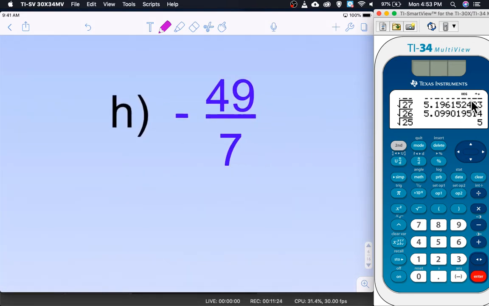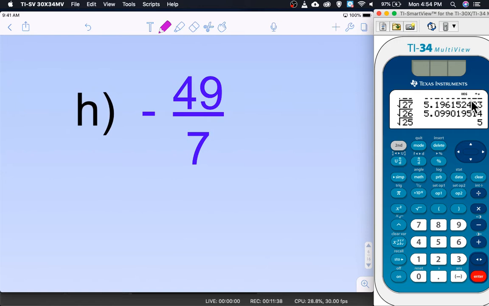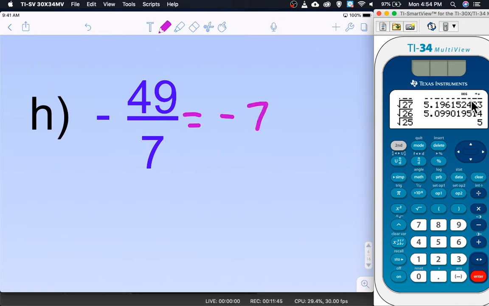All right, one for me, one for you. Go ahead and try negative 49 over 7. Is that a rational number? And yes, it is. Because, first off, it's already a fraction. 49 over 7, that's a fraction. That fraction could be simplified down to just negative 7, which is an integer, which is rational. So for lots of reasons, this is a rational number.